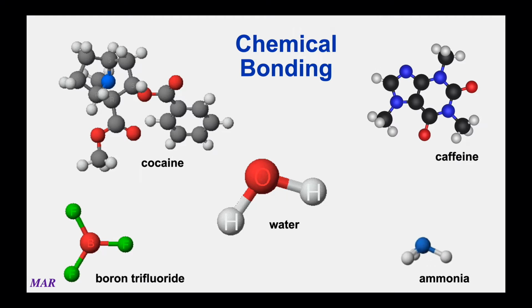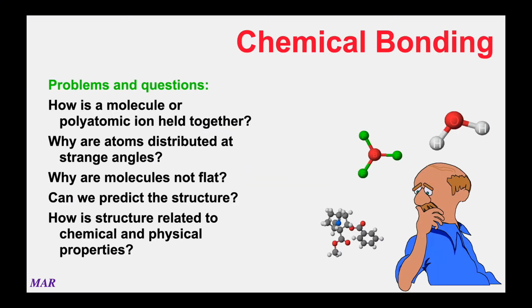By the end of this section, you'll be able to understand the bonding patterns you're seeing in these molecules, and that's a powerful thing when it comes to chemistry. Some questions we need to consider: how is a molecule, or polyatomic ion for that matter, held together? What's the glue that makes the atoms stick together? Why are the atoms at those weird angles? Why aren't they all flat? I mean, we draw them flat, so why aren't they? Can we predict the structure?